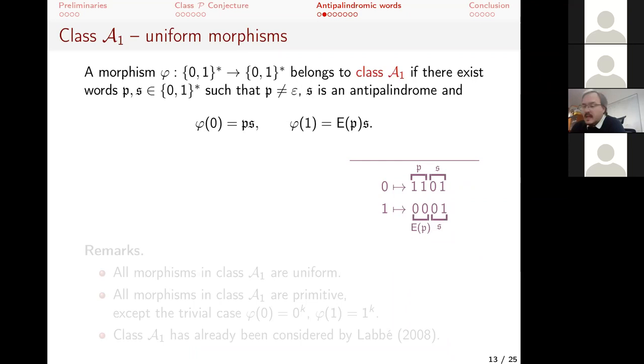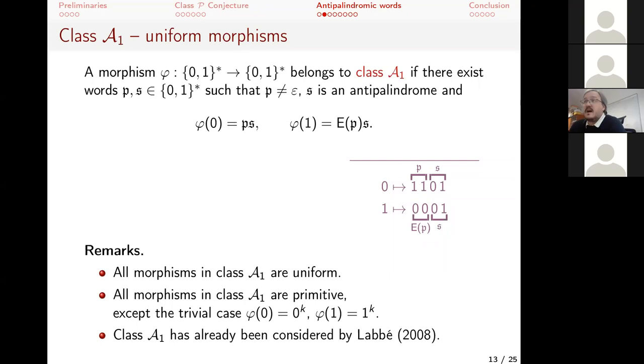I've got several remarks about morphisms in this class. First of all, morphisms in this class are uniform. It means that the lengths of the images of both letters 0 and 1 are the same. Also, all morphisms in this class are primitive, with the only exception of a trivial case where phi of 0 is 0 to the power k, and phi of 1 is 1 to the power k. And the last remark is that to some extent, this class has already been considered by Sébastien Labbé when he was basically trying to do the same, to find morphisms fixing antipalindromic words.